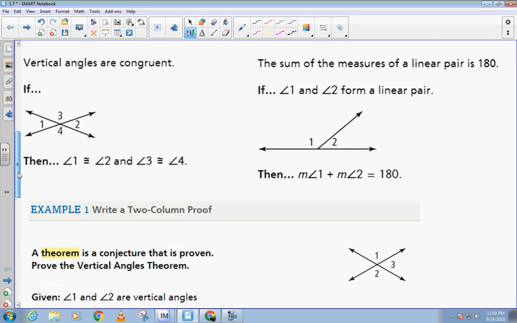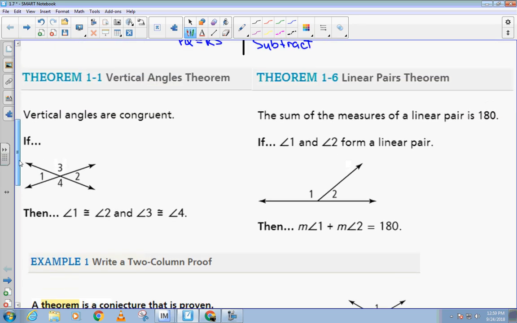The other theorem here is the linear pairs theorem. And it says that if two angles form a linear pair, then their sum is 180 degrees. And we talked about that also. Alright? So, if you see that you have a linear pair, you can say they add together to equal 180 by the linear pairs theorem. If you see you have vertical angles, then you can set them congruent to each other because of the vertical angles theorem. Okay? So those are some reasons, and they're on that pink sheet that I gave you.